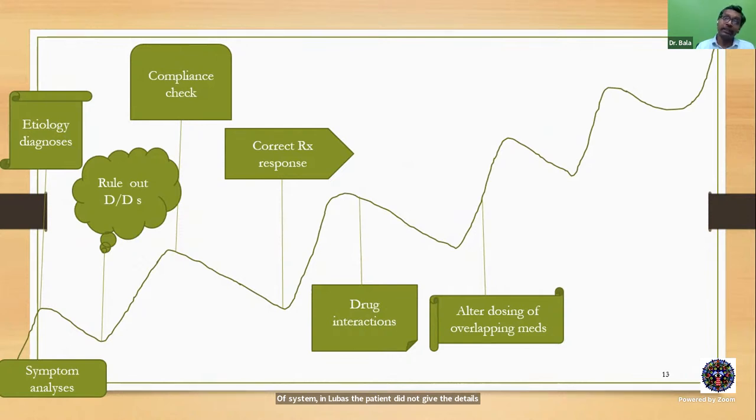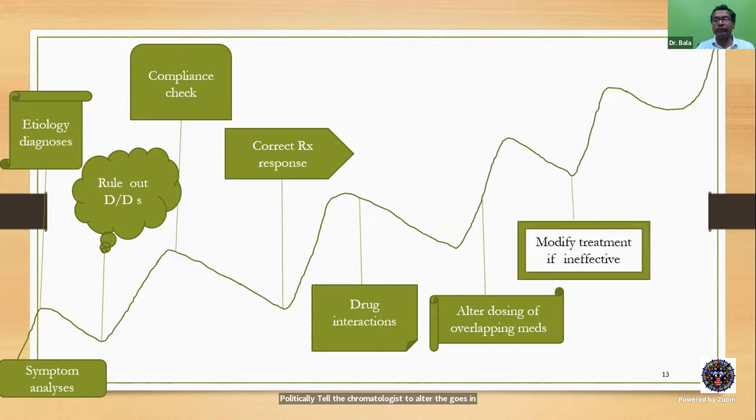Actually, the patient was already on methylprednisolone 8 milligram, and I was about to add one more steroid. It would have been a catastrophe if the patient had taken double the dosage of steroids. So luckily, during follow-up, when I checked all the details, I found the patient was already on systemic steroids. We can politely tell the rheumatologist to alter the dosage instead of giving double the dosage of steroids. So overlapping medications are an important element to factor in.